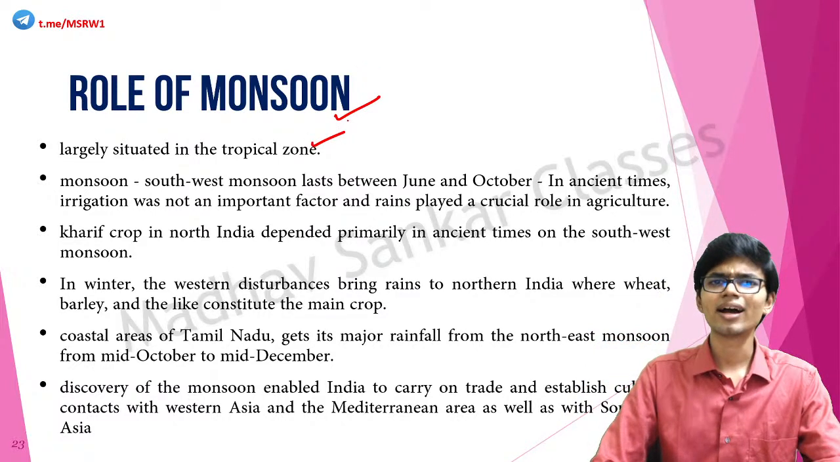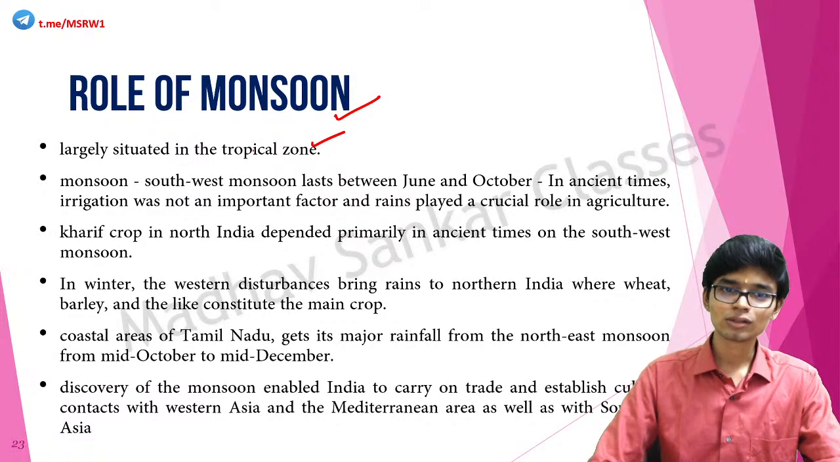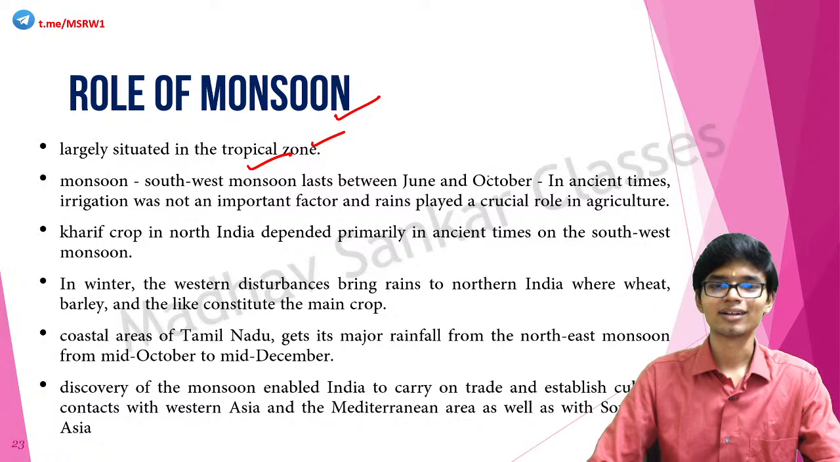This is a geographical area. I think you know this. I am not going to explain what the tropical zone is in detail. So it is largely located in the tropical zone. Both the southwest monsoon and the northeast monsoon are very important for India, for agricultural aspects, for cropping patterns, etc.